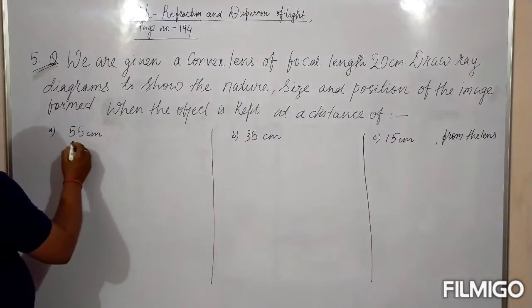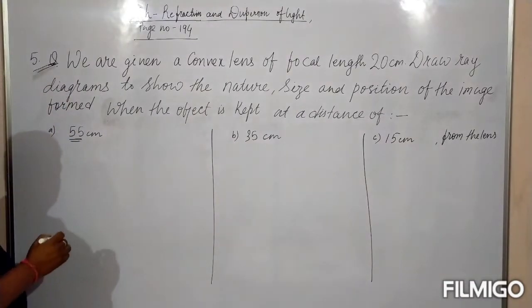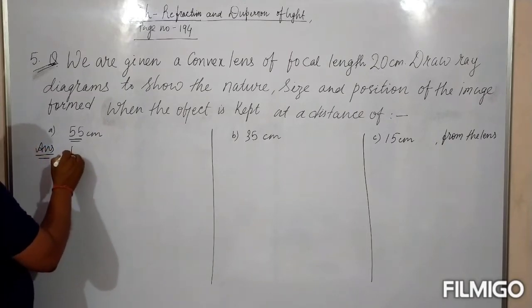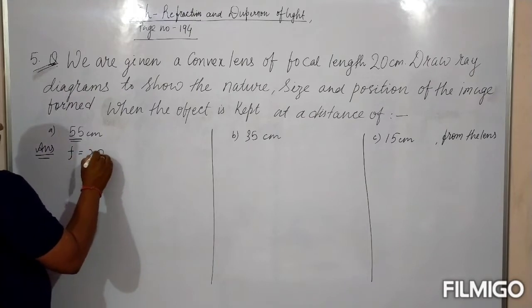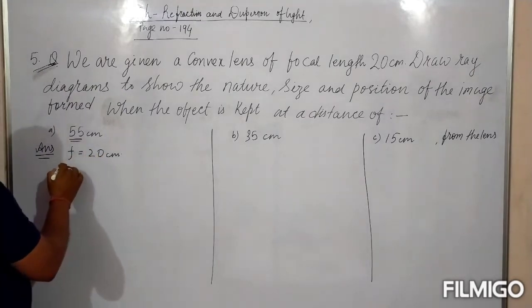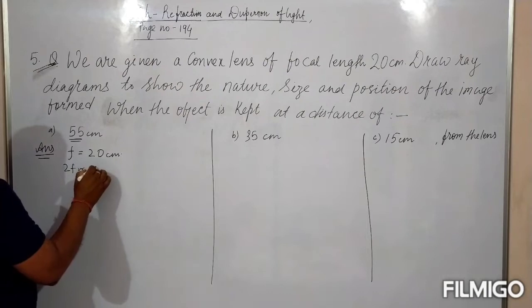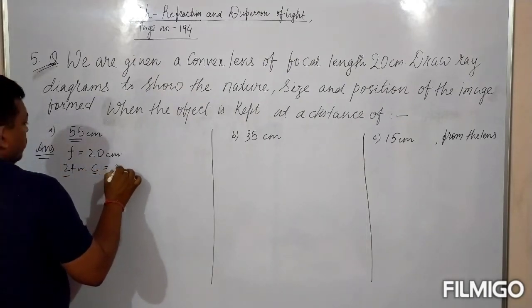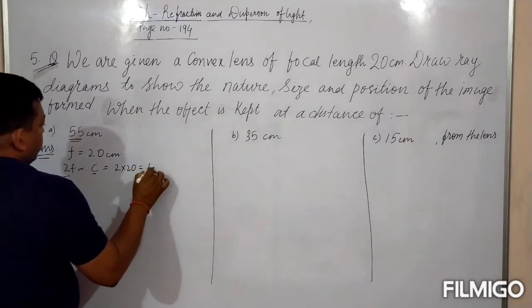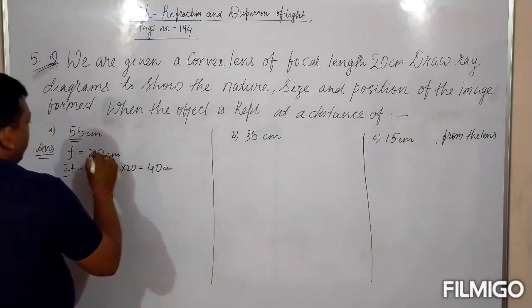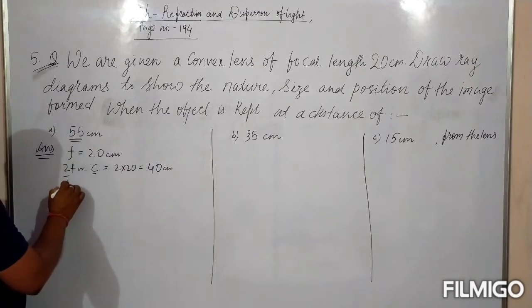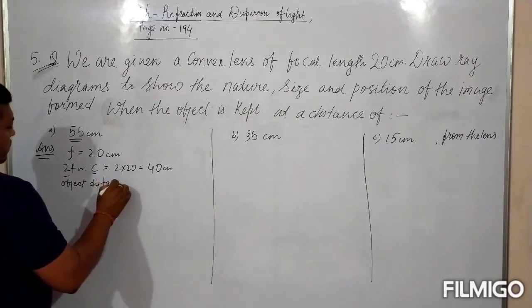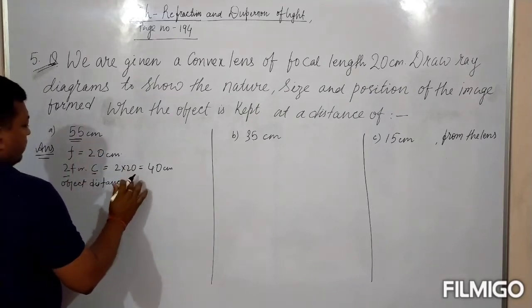First, do it when the object is at 55 cm. F is given, this is 20 cm. So 2F, or center of curvature, will be 2 into 20, that is 40 cm. Now it is clear that the object distance is 55 cm.